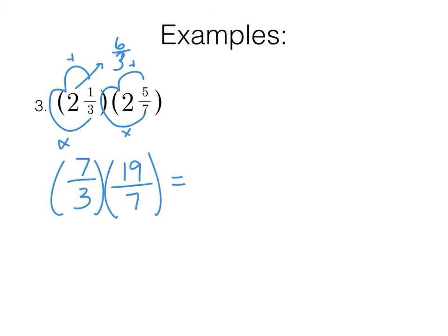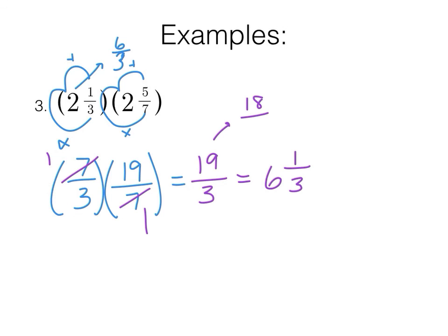Okay, so now we have a chance to simplify. So I could say divide both of these by 7, leaving a 1 and a 1. So 19/3 is my answer. And you're going to go ahead and switch that right back to a mixed number. So 3 goes into 19 6 times, with 1 left over, 6 and 1/3, because 19/3 is 18/3 and 1/3. And the 18/3 is 6, and then you got your 1/3.